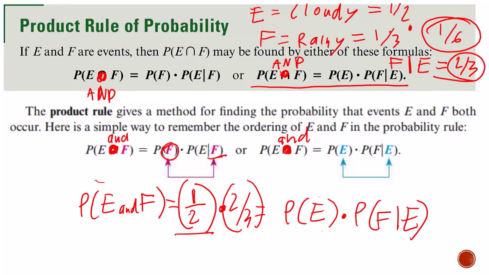So if I said, what's the probability that it's both cloudy and rainy, you would say 1/2 of the days are cloudy. That's P(E). And 2/3 of the days that it is cloudy, it's also raining. That's F given E. So I would do 1/2 times 2/3. Notice that's the same thing here. Portion of days that are cloudy, and of those cloudy days, what portion is raining? I want to multiply those.